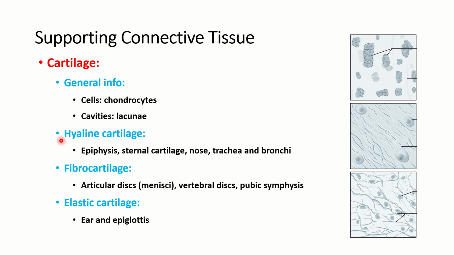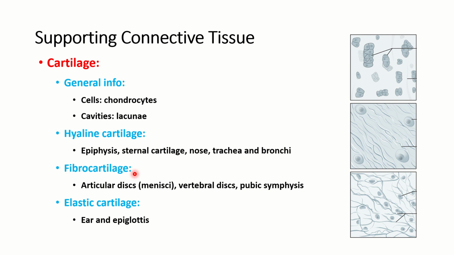There are three different types. One is the hyaline cartilage, which is strong but also flexible. This is the hyaline cartilage. You see a lot of chondrocytes. The background is more or less homogeneous. You may have a few fibers here and there. And a very common location is the epiphysis of bone, so in the synovial joints and movable joints. You see that in the sternal cartilage, so the connection between the ribs and the sternum, in the nose, and also in the airways.